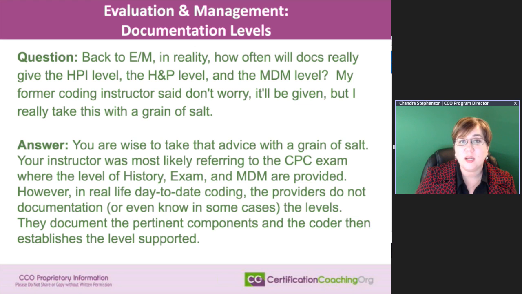Instead, they're going to give you the different pieces to each of those key components and ask you to determine what the level is. So they'll give you the HPI elements. They'll give you the review of systems elements. They'll give you the past family social elements, and they'll say, okay, based on all this information, what's the overall level of history according to the 1995 or the 1997 evaluation and management guidelines? So that is something that's very different in the real world than it is from the CPC coding exam.